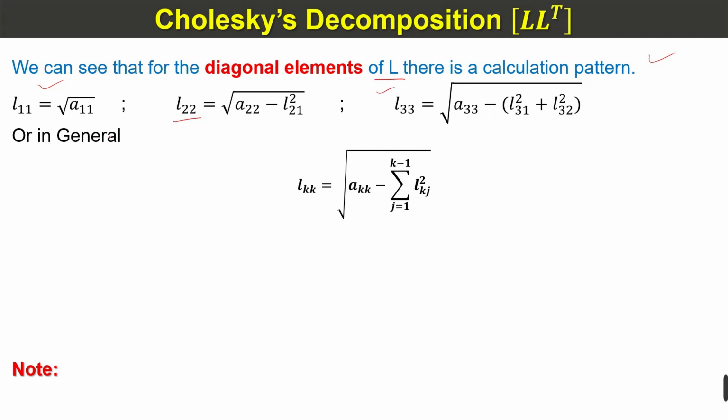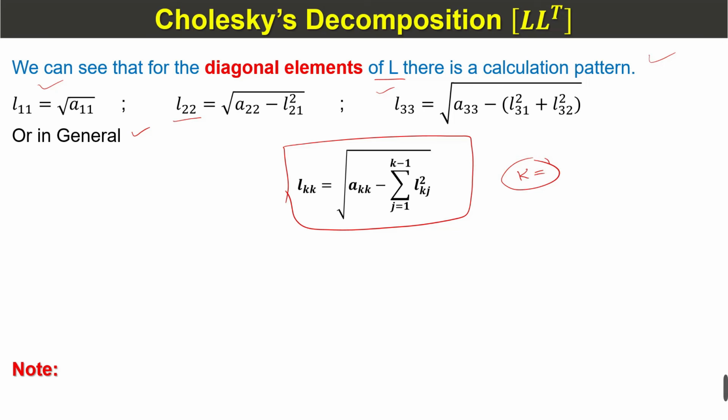In general form we can write Lkk is equal to the square root of Akk minus the summation over j equals 1 to k minus 1 of Lkj squared. This is the generalized form for the diagonal elements, and we can change the value of k over here.